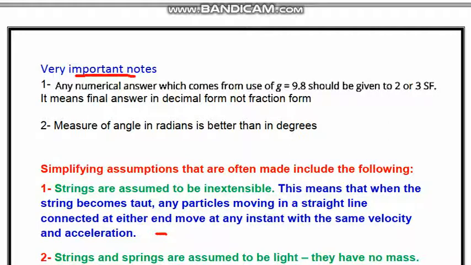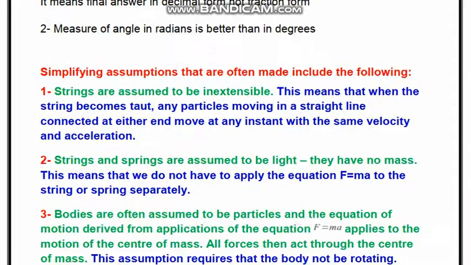Very important notes before solving M1. A numerical answer which comes from g equal 9.8 should be given to 2 or 3 significant figures. It means the final answer will be decimal, not fraction. Decimal form, not fraction form. It's okay. Number two, the measure of an angle in radian is better than degree. It means if the question is about angles, it's better to find the answer in radian form rather than degree form.